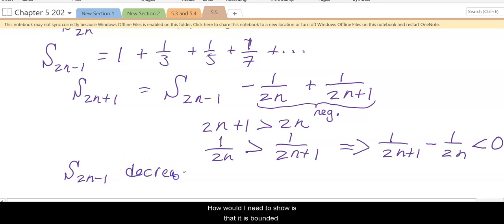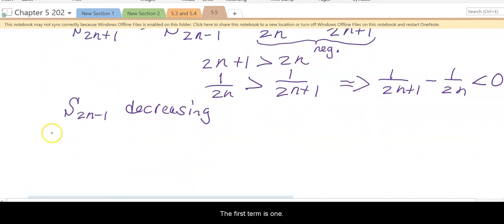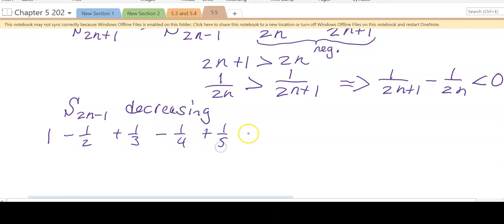Now what I need to show is that it is bounded. In order to show that it's bounded, we'll do a similar thing to what we did with the even terms, and we will group them. Let's start by writing out the terms again. The first term is 1. Then we have minus 1/2 plus 1/3 minus 1/4 plus 1/5 minus 1/6 plus and so on.